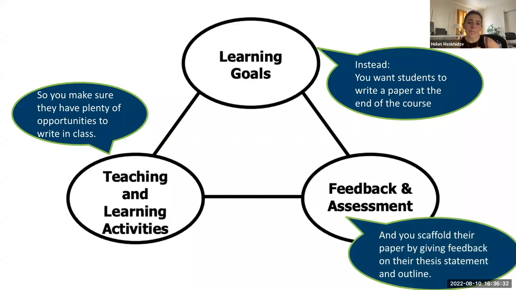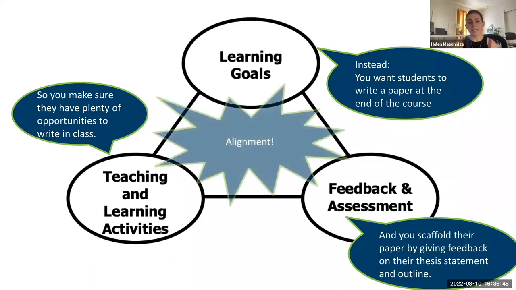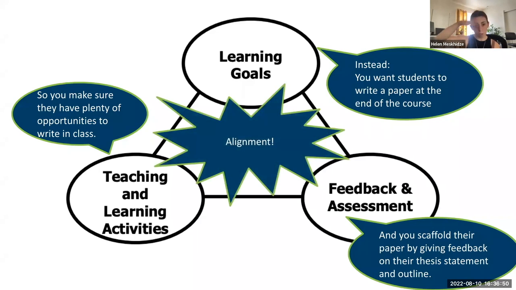Well, one idea might be to ask students to submit a thesis statement and give them feedback on it. You could do that to help scaffold a little bit more of their working on the paper. You can also ask them to submit an outline and give them feedback on that. The main idea is just that all of these parts of the course work together towards the learning goal. And that's what it means to have alignment in a backwards designed course.